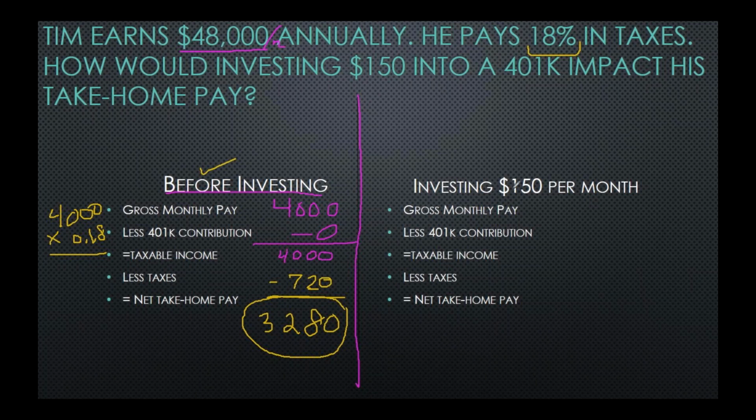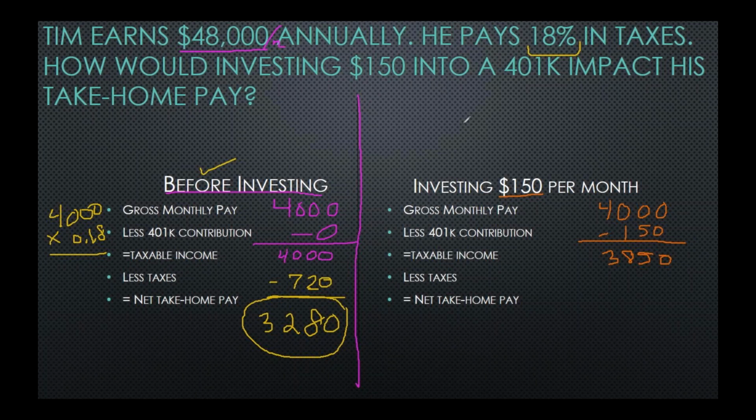On the right-hand side, now he's going to invest $150 per month. So his gross monthly pay does not change. Tim is still earning $4,000 a month, but now we're going to take away his 401k contributions because they go in pre-taxed. So his taxable income is only $3,850. The incentive of investing in a 401k is that you're taxed on less money, and if you're paying tax on less money, you're going to pay less taxes.